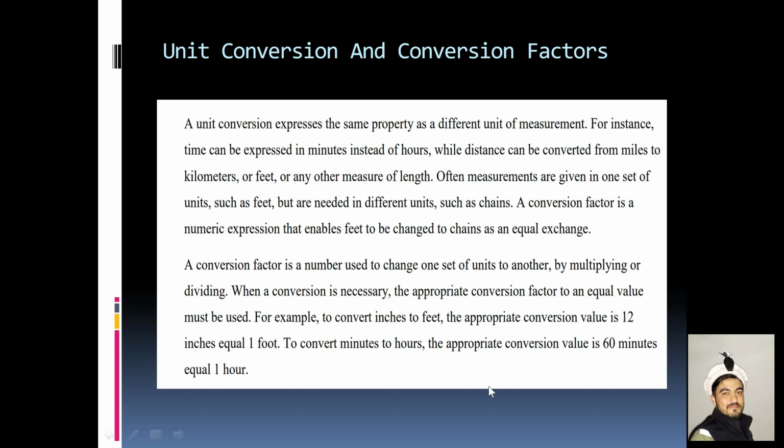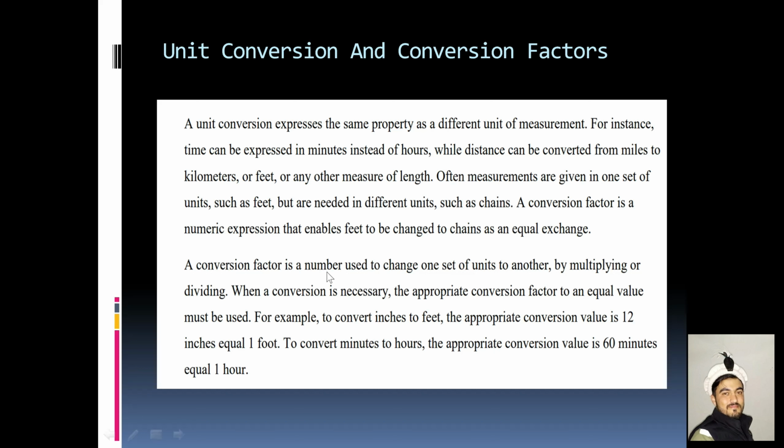A unit conversion expresses the same property as a different unit of measurement. For instance, time can be expressed in minutes instead of hours, while distance can be converted from miles to kilometers or feet or any other measure of length. Often measurements are given in one set of units such as feet, but are needed in different units such as chains. A conversion factor is a numeric expression that enables feet to be changed to chains as an equal exchange. So what is unit conversion? It expresses the same property as a different unit of measurement.